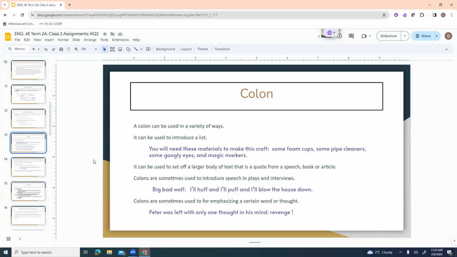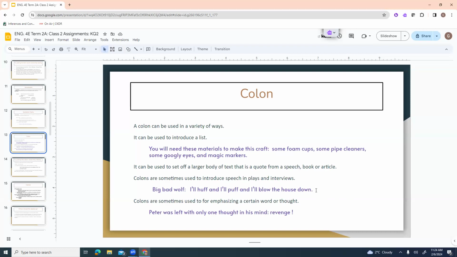Colons can also be used to introduce speech in plays or interviews. Things like "Big Bad Wolf, colon, I'll huff and I'll puff and I'll blow the house down." Now, because plays are entirely speech, they don't use the quotation marks. It gets exhausting. The colon just gives you a heads up. Hey, this is the person who's talking. This is what they're saying. It's a unique format. You might see it in some magazine interviews as well.